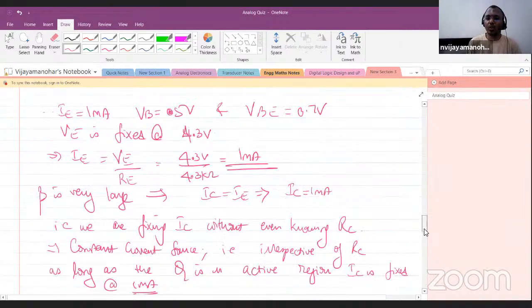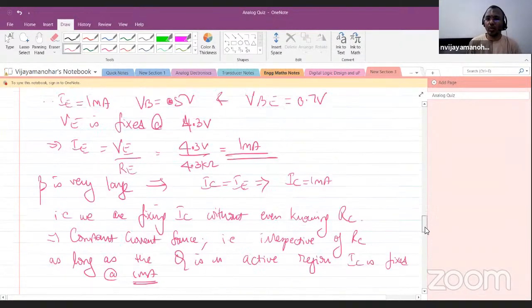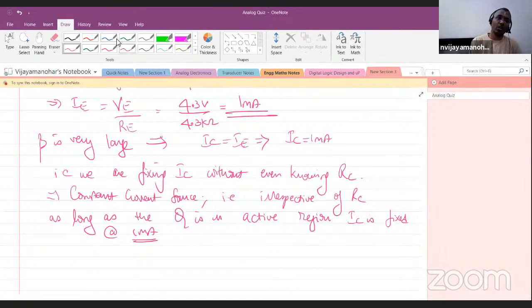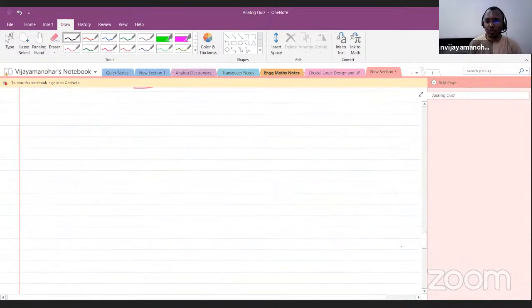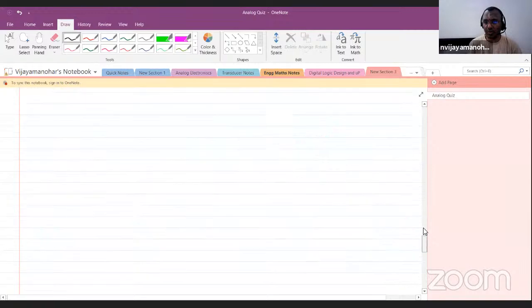Now we need to look at what they are saying. This circuit will not work for any value of RC. This will work as long as Q is in the active region. This is the most important point. So what is the limiting point of the circuit? Please note.